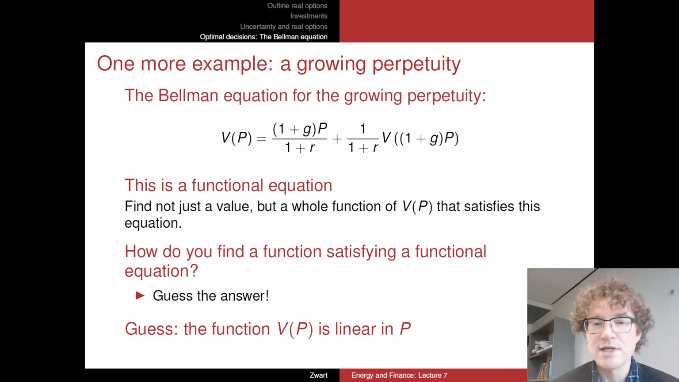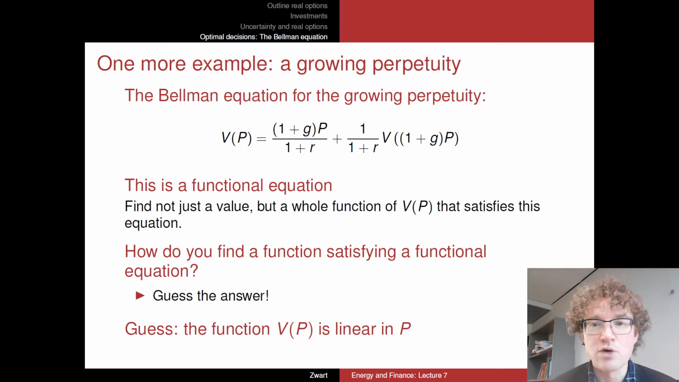So we do not want to find a single value, but we want to find a whole function, a function of P, which satisfies this equation. So the question becomes, how do we find a function that satisfies a functional equation? Well, there might be some general rules, but one general rule is perhaps you can guess and try out what it is. That's often a useful way of solving equations, guessing the right answer or almost the right answer, and then figuring out how we can make that guess work.